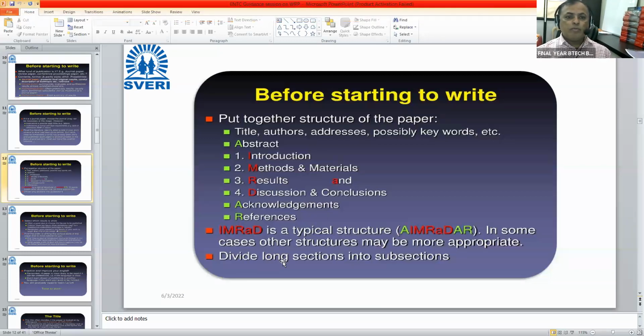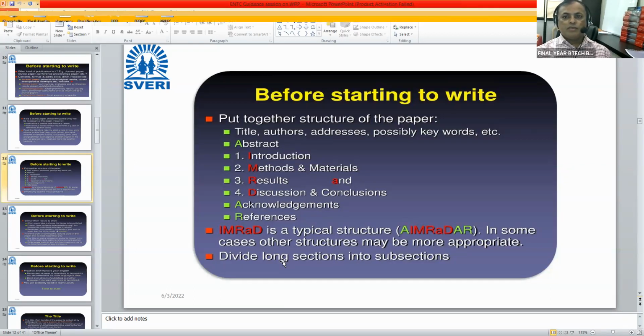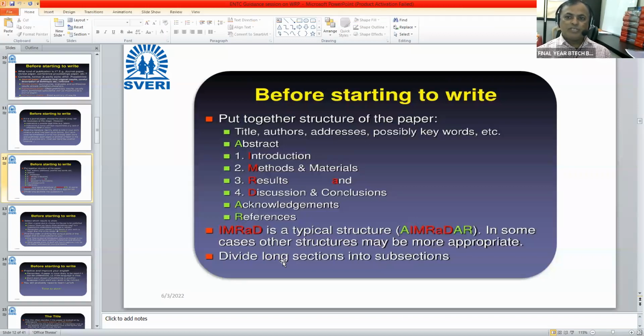Then when you start writing a paper, you have to give an introduction. So the introduction, as you know, covers from where it has started, how it has started, what are the things that have been included into that, and all those things have to be included in the introduction. Then methods and materials, and what kind of methods are available.